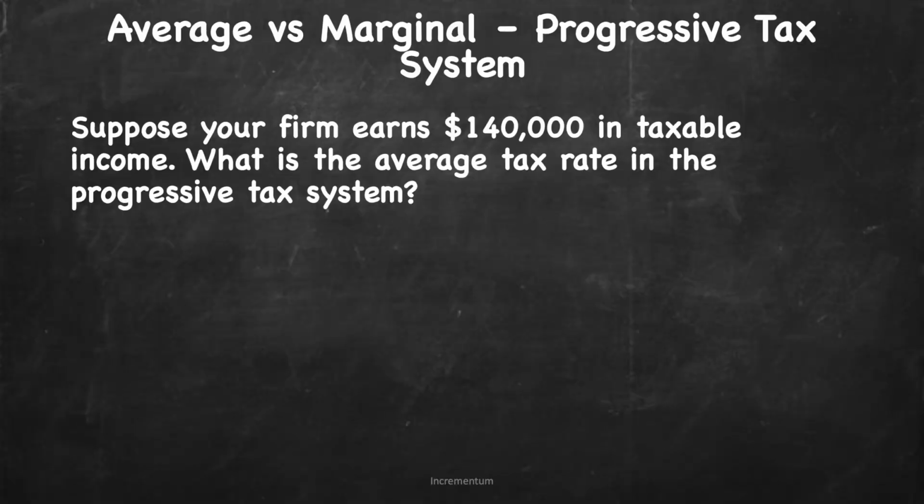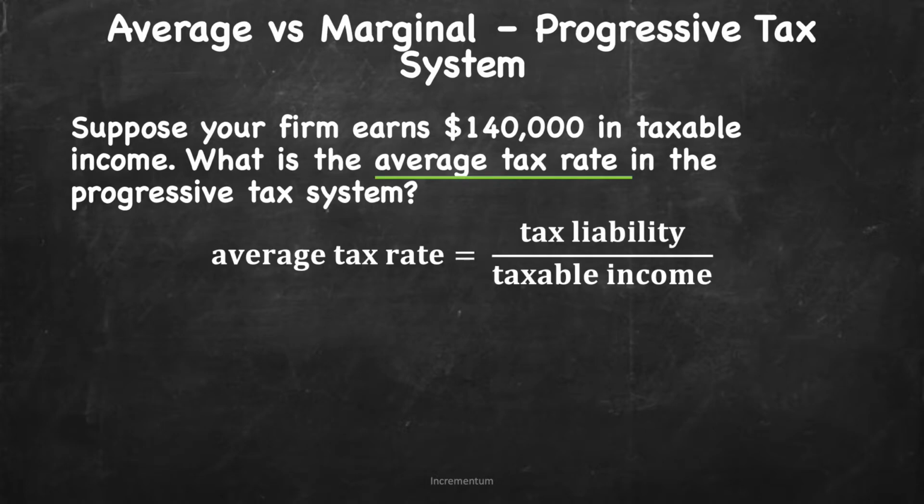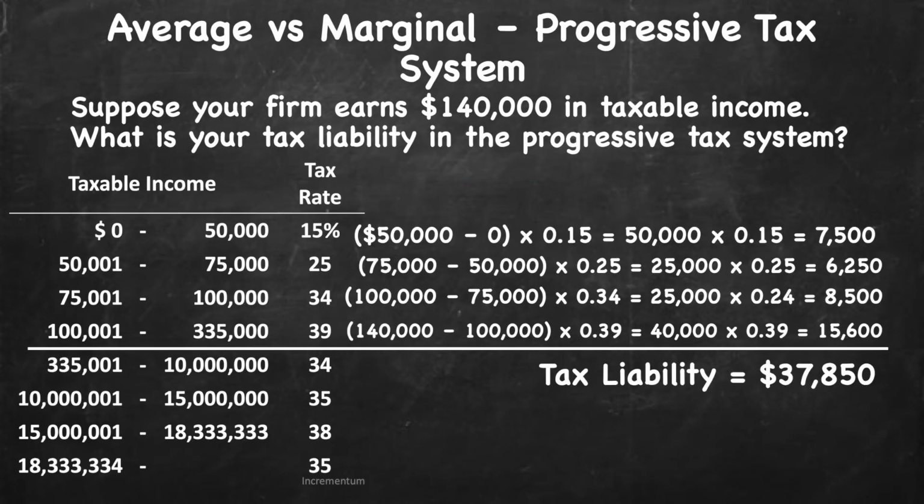Let's try an example. Suppose your firm earns $140,000 in taxable income. What is the average tax rate in the progressive tax system? So here we're looking for the average tax rate. And as we said, our average tax rate is our tax liability divided by our taxable income. In a previous video, we already calculated our tax liability for $140,000 in taxable income using the progressive tax system.